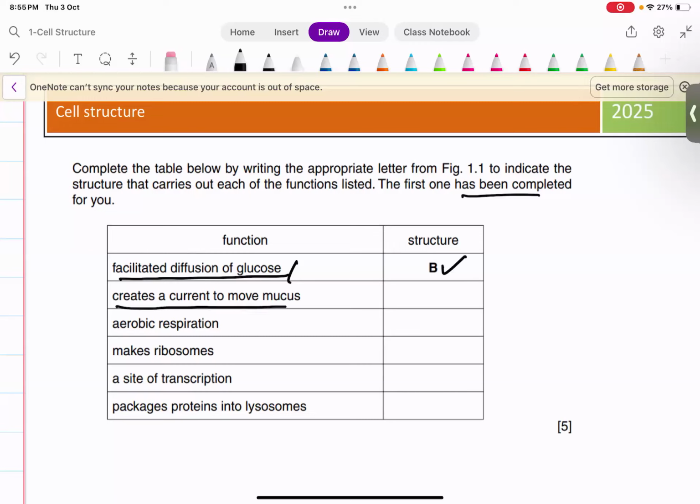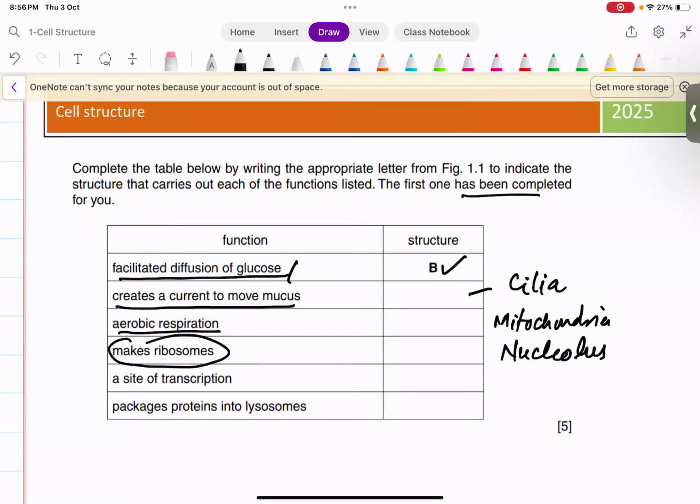Creates current to move mucus, so that should be cilia. And you can identify with the letter from the diagram. Then aerobic respiration, this takes place in mitochondria. You can again identify the mitochondria with the letter from that diagram. Makes ribosomes, it is nucleolus.